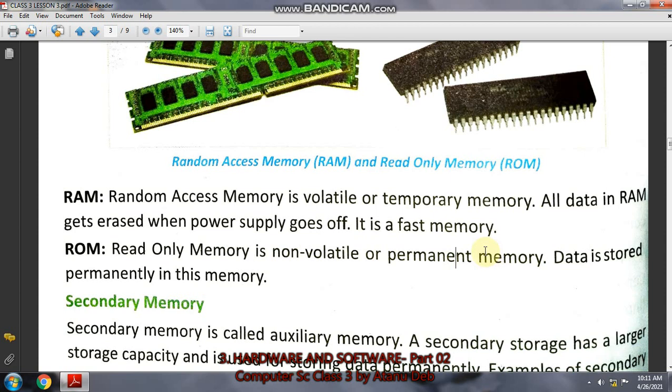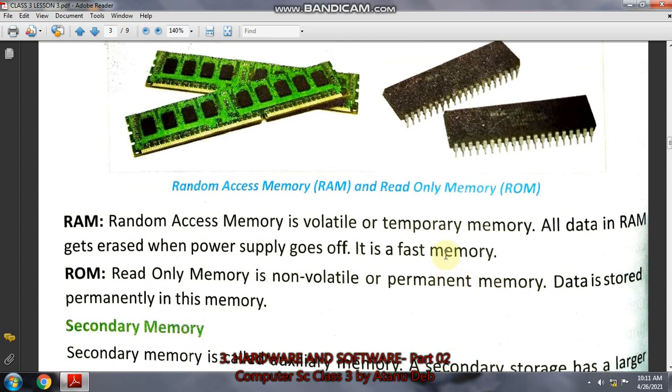Now I'll give one example to show the difference. As you can see, whatever is written in your book cannot be erased. You cannot erase with an eraser, correct? So it is called ROM. Your book may be called read-only memory. That means non-volatile, permanent. So whatever is written in your book is permanent. You cannot erase with an eraser, correct? So it is permanent. So your book is ROM.